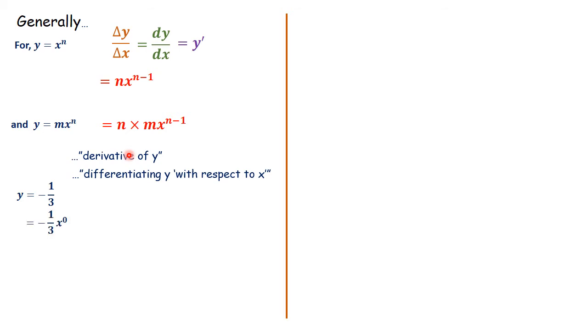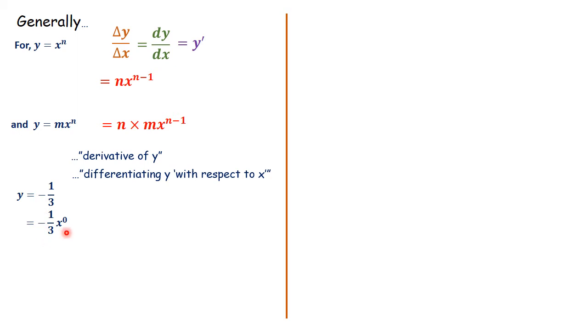How can we do that? First of all, let's appreciate the fact that y equals negative a third is the same as y equals negative a third x raised to power 0. Since in indices, anything raised to power 0 is equal to 1, we have x raised to power 0, which is 1. So 1 times this is that. So this function is this.